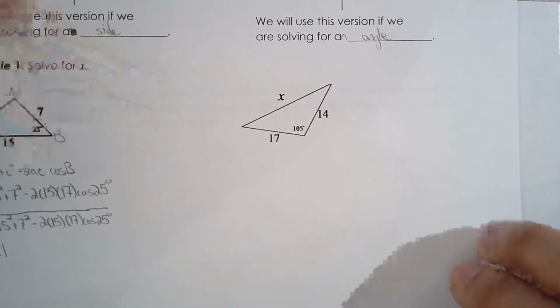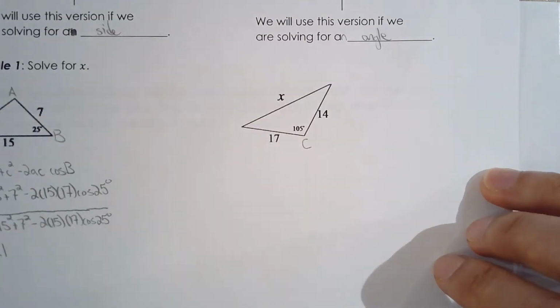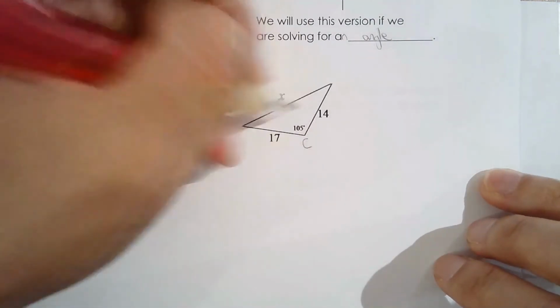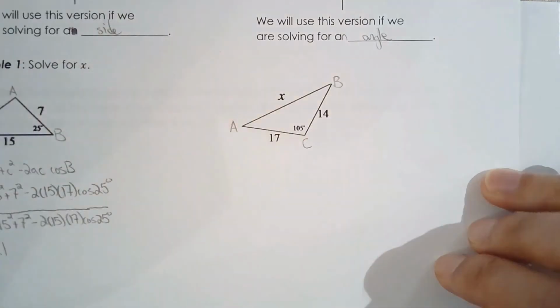Okay, so here, let's practice our cosine law again. So this time, you know what? I'll make this angle C, so since I'm solving for this, it will be side c. So hopefully that will help some of you.